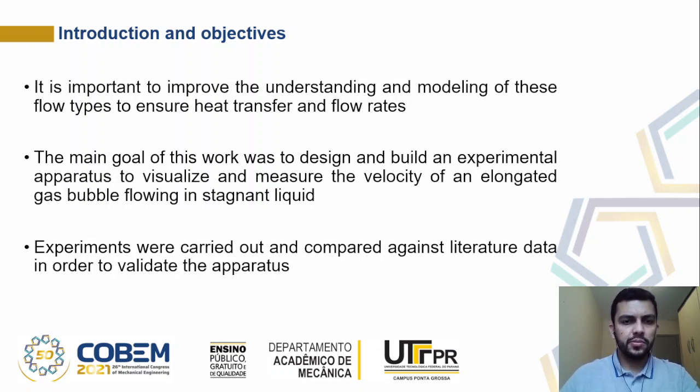The main goal of this work was to design and build an experimental apparatus to visualize and measure the velocity of an elongated gas bubble flowing in stagnant liquid, which is the two-phase gas-liquid slug flow. And also, experiments were carried out and compared against literature data in order to validate the apparatus. Many works were already conducted in the subject of an elongated bubble flowing in stagnant liquid from the 1950s to the present day, and they are better described in the literature review of the full article.